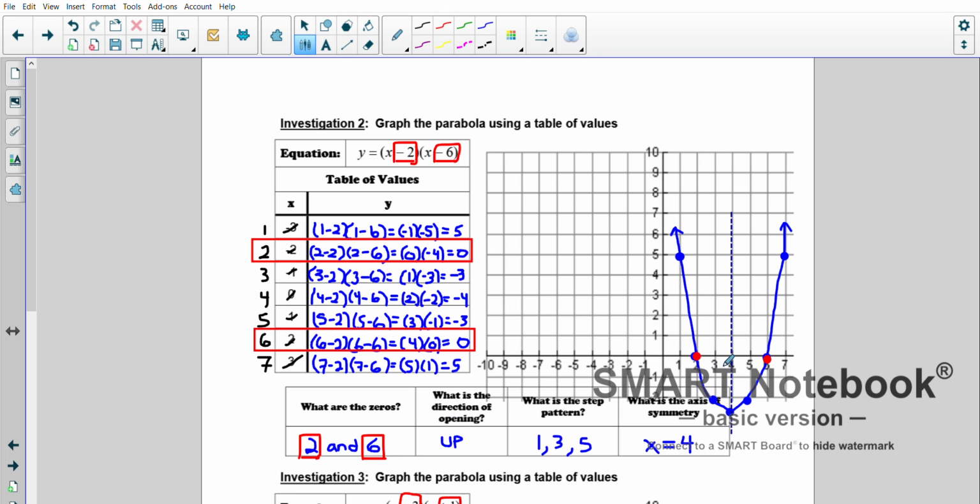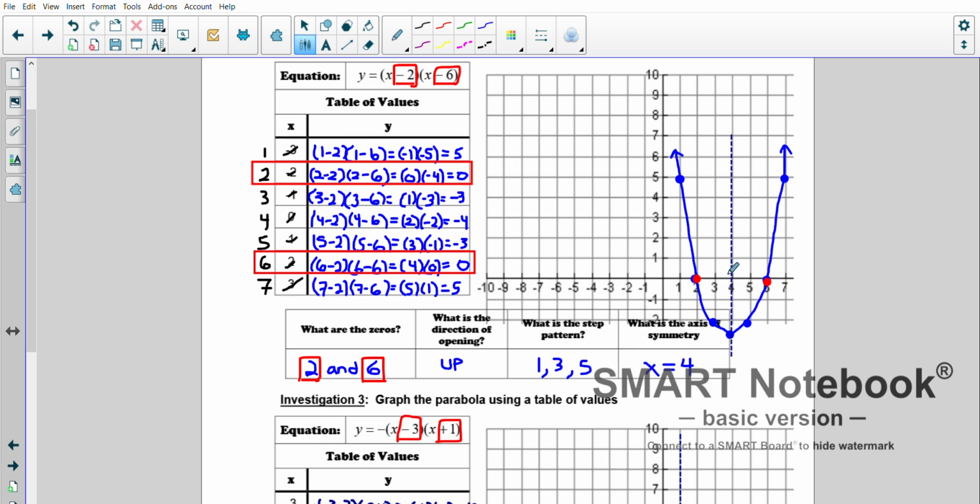What are the zeros? 2 and 6. What way does this open? Up. Step pattern: over 1, up 1, over 1, up 3, over 1, up 5. 1, 3, 5 again. And the axis of symmetry goes right through 4. It's the line x equals 4.